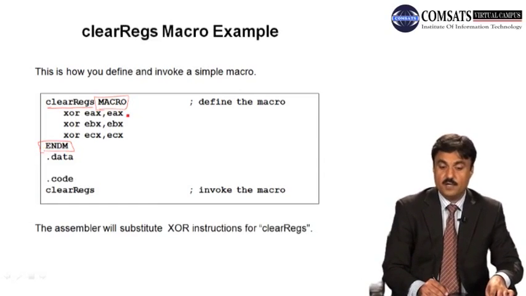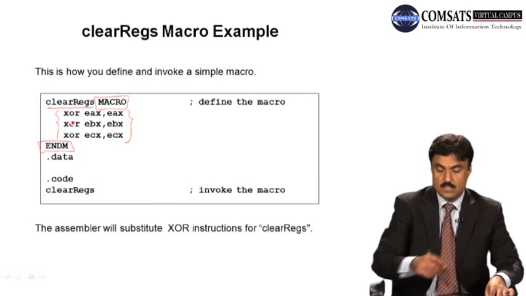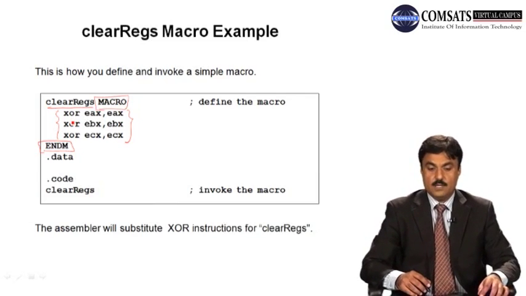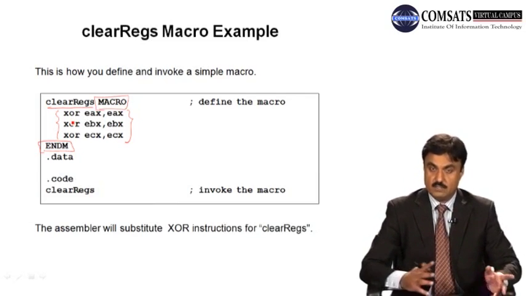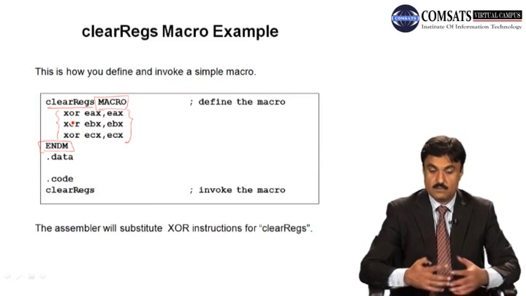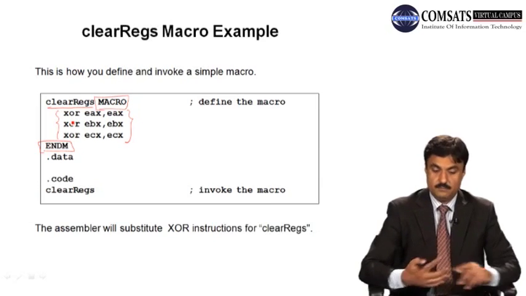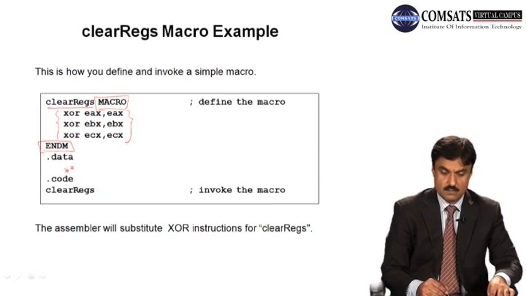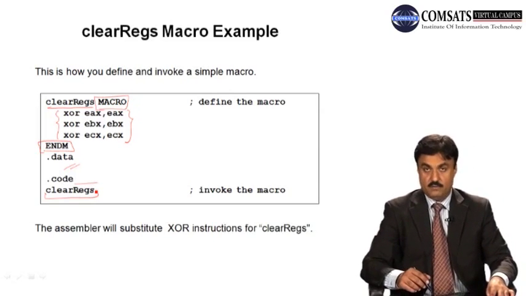There are three registers whose contents we clear. So we use XOR: EAX with itself, then EBX with itself, and ECX with itself. So we clear their contents, and then inside the data section there is nothing. And in the main program, we just write the name of this macro. You can see here, so this macro will be invoked.